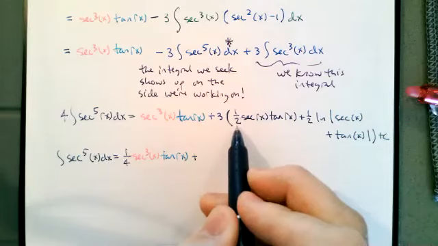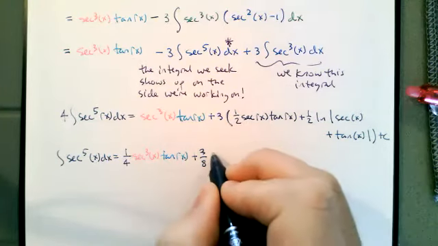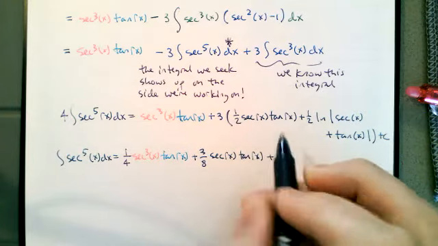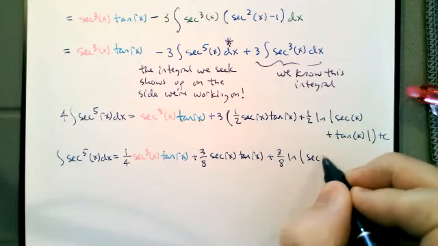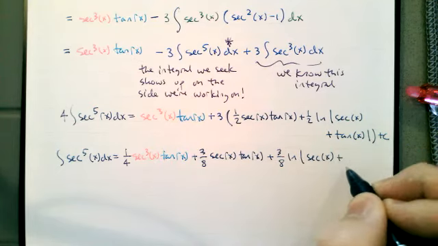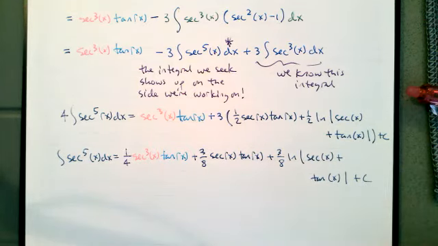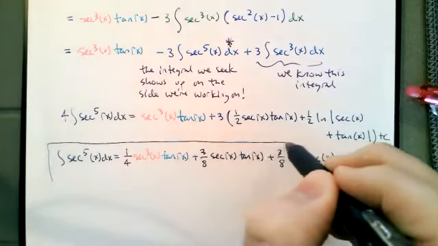plus, let's see, 3/2 divided by 4 will be 3/8 secant tangent plus 3/2 divided by 4 is 3/8 natural log absolute value of secant x plus tangent x plus c. So this is one of those cases in math where there's no trick to it. It's just a simple trick.